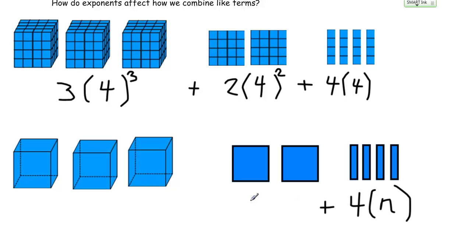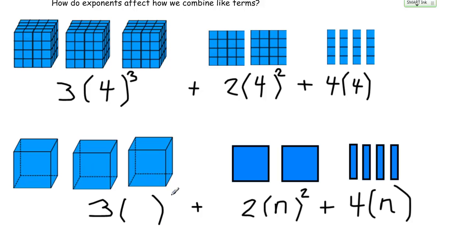Now here we have 2 groups, and if this represents n, see it's the same dimension, and it's a square, that would be n squared. So if this is n squared. And then we're going to be adding to that, we have 3 groups of these, and these are cubic units, so that's n cubed.